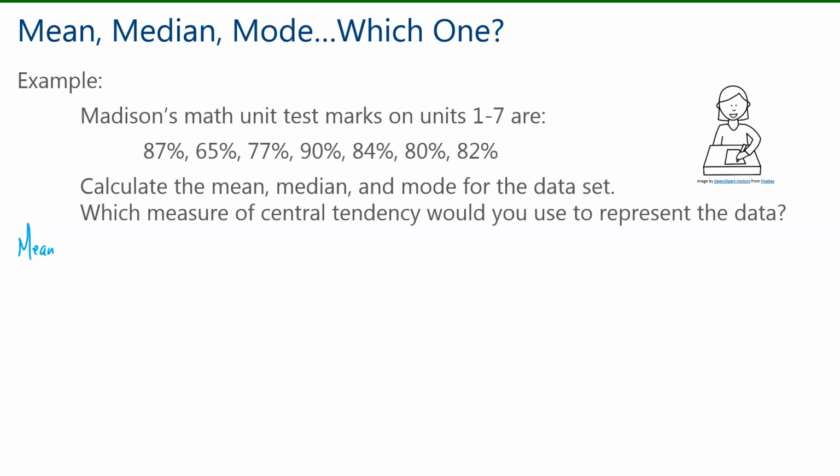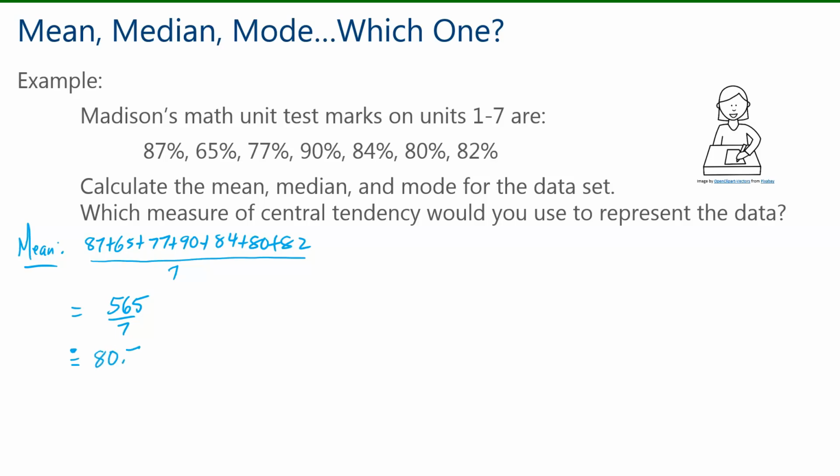Mean up first. Let's add those test scores. 87, 65, 77, and 90, 84, 80, and 82. Divided by the number of test scores, there have been 7. If we add the test scores in our numerator, we get 565. Divided by 7, this will be approximately 80.7%. If we round to the nearest percentage, that would be 81%.